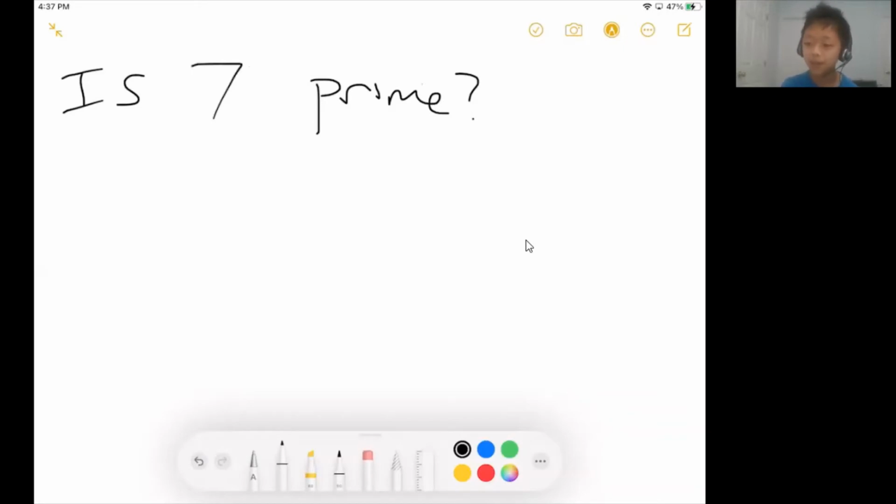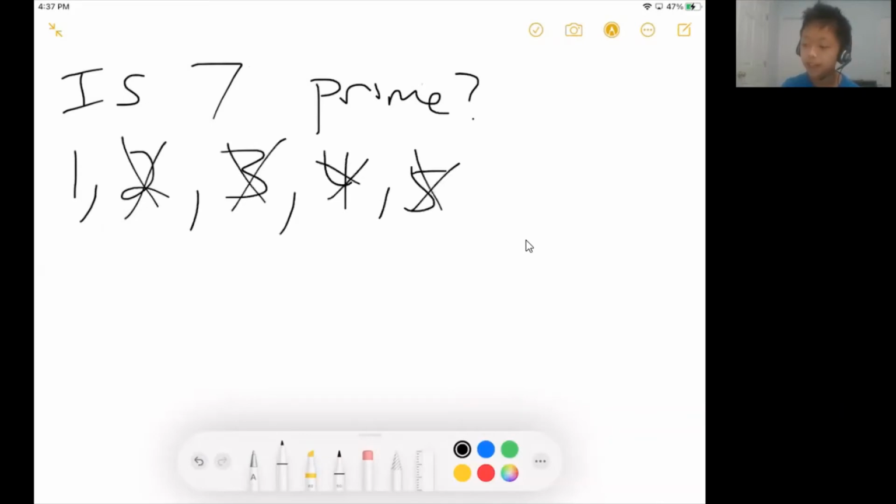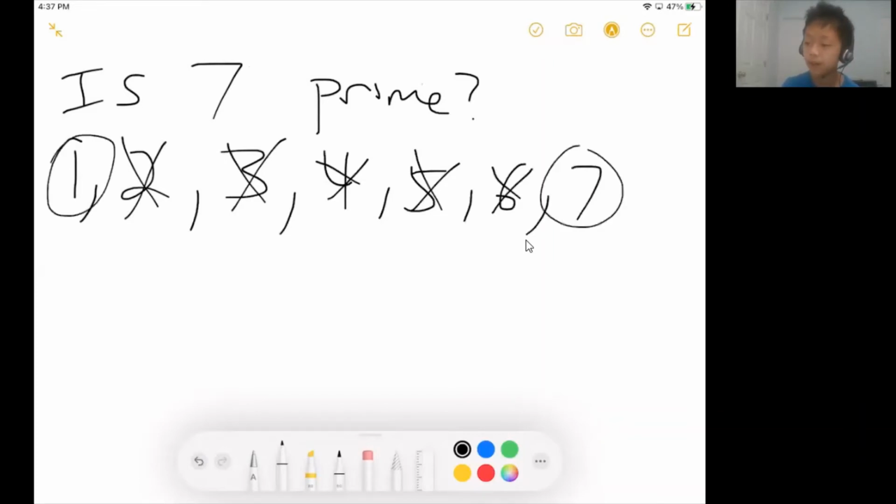What we would do is we would start at 1. We see 7 is divisible by 1, so that's normal. Then we know that 7 is not divisible by 2, right? 7 is not divisible by 3. 7 is not divisible by 4. It's not divisible by 5. It's not divisible by 6. It is divisible by 7. So we checked all the numbers from 1 through 7, and we found that its only factors are 1 and 7. So we know 7 is prime.